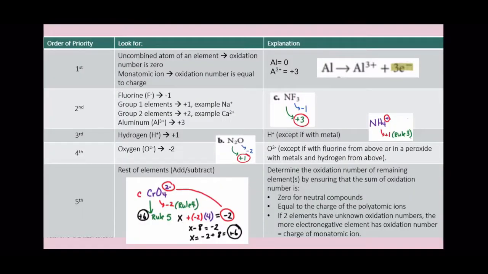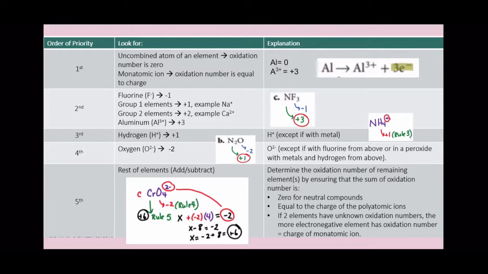So these are the rules for determining an oxidation number of an element. They may seem a little hard, but they're easy once you get used to them. When you do these, you have to do them in order of priority. You can't just do them randomly. So you have to kind of make a checklist and go from rule 1 to rule 5.